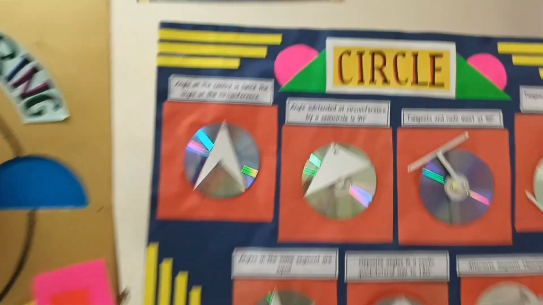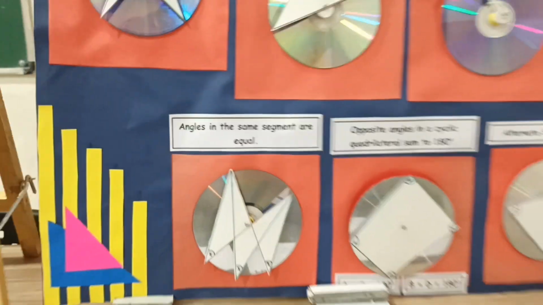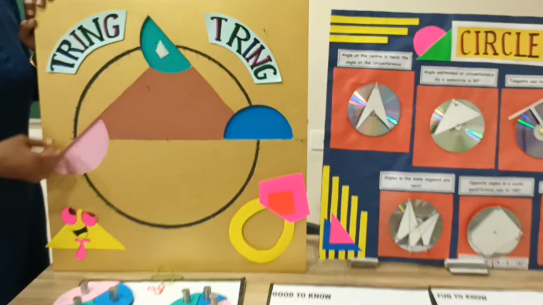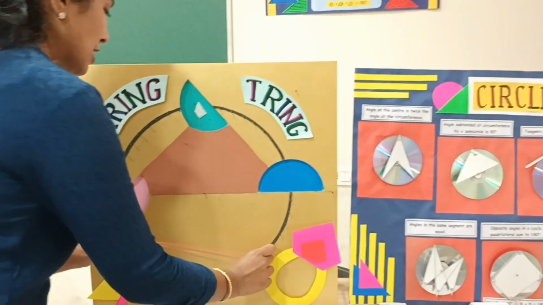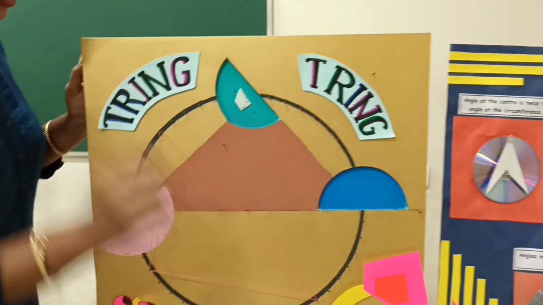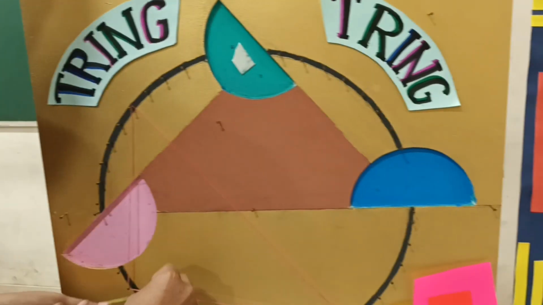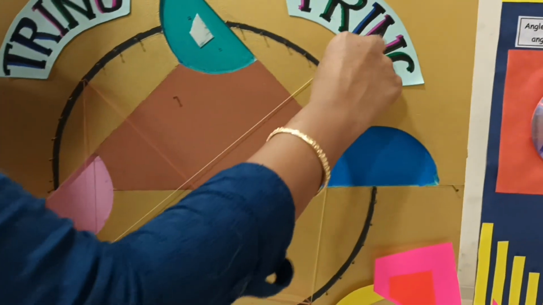The next concept which we can teach our children is angles in the same segment are equal. So for that we are going to make the angle in the same segment. We will take any angle at the same segment. This is my segment, a common segment which I am going to take, and then I am going to make an angle, joining anywhere on the circumference. This is one angle.